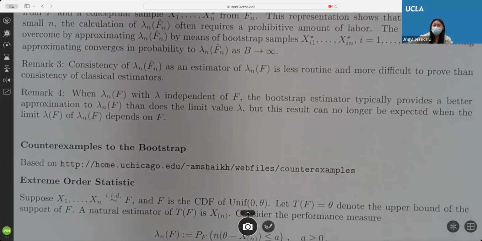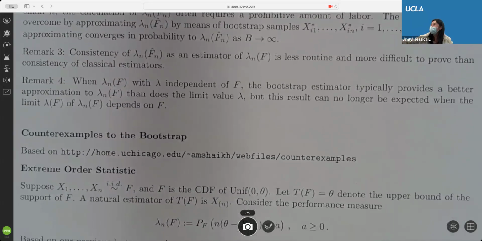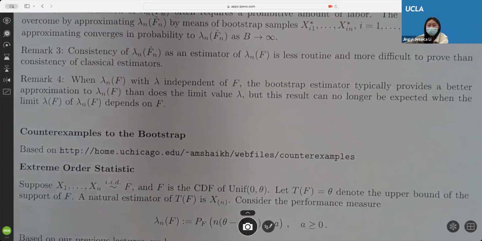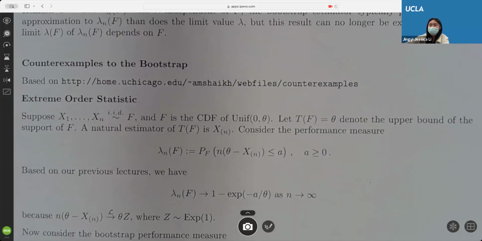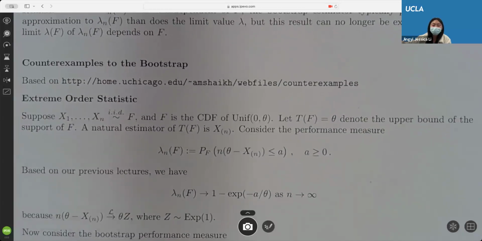Okay, some counterexamples to the Bootstrap, where Bootstrap fails. I think this is very interesting to know, and we will wrap up today's class by finishing this counterexample: the extreme order statistic. This is something we already covered.